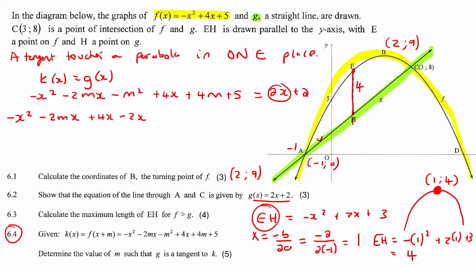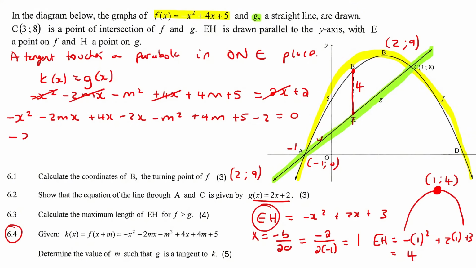Now I'm going to put all the other stuff together, the constants. We've already used this, we've already used that, we haven't used this, so that's going to be minus m squared plus 4m plus 5 minus 2. I want it in that format of all the x squares, then the x's, and then the constant. We'll see where we're going with this. It actually wraps up quite nicely.